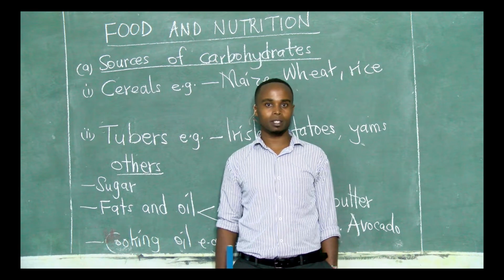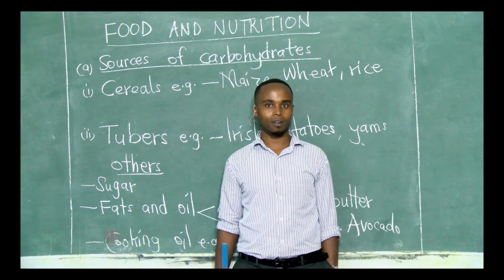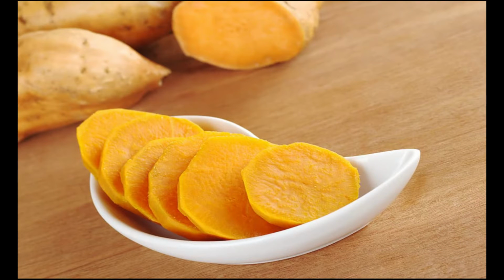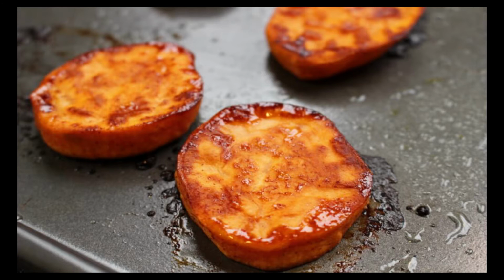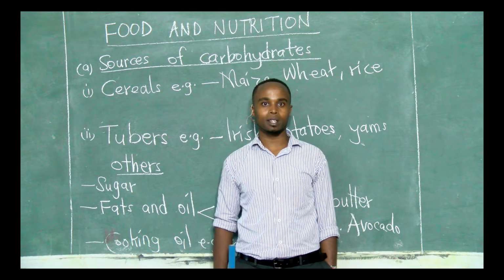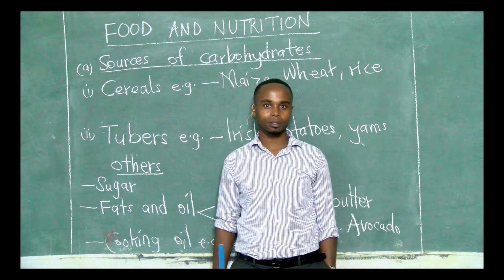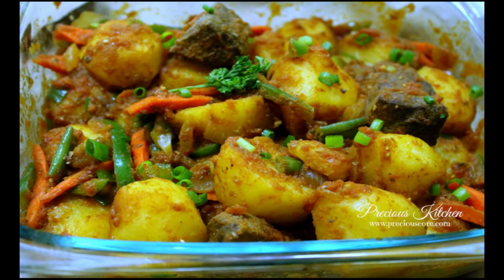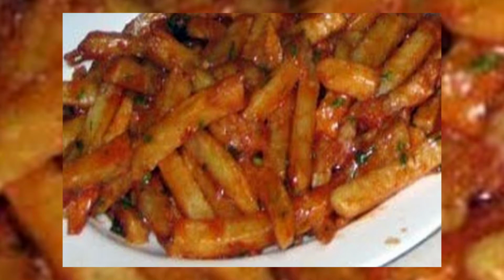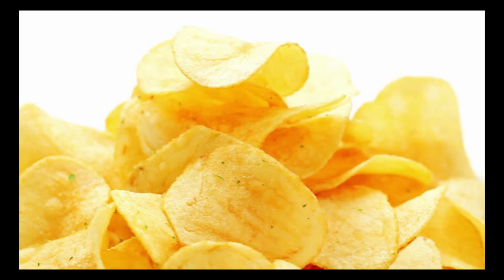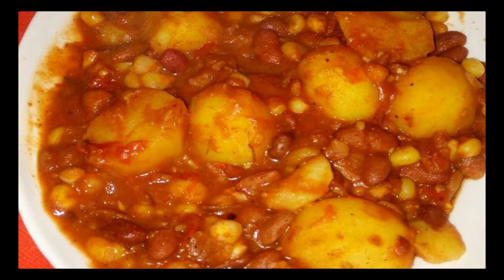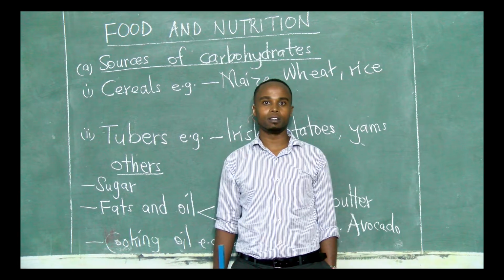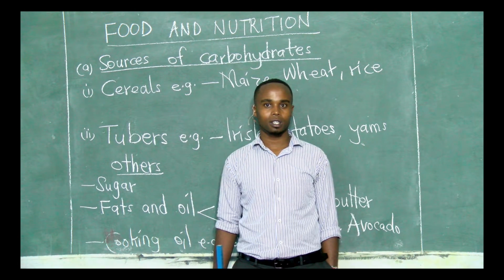So all those tubers, like the sweet potatoes that I'm showing you, when you boil them or roast them, there are many ways of preparing them. When you eat them, you get carbohydrates. These are Irish potatoes, you can get chips. Yes, we have crisps. All these are products of Irish potatoes. They give you carbohydrates.